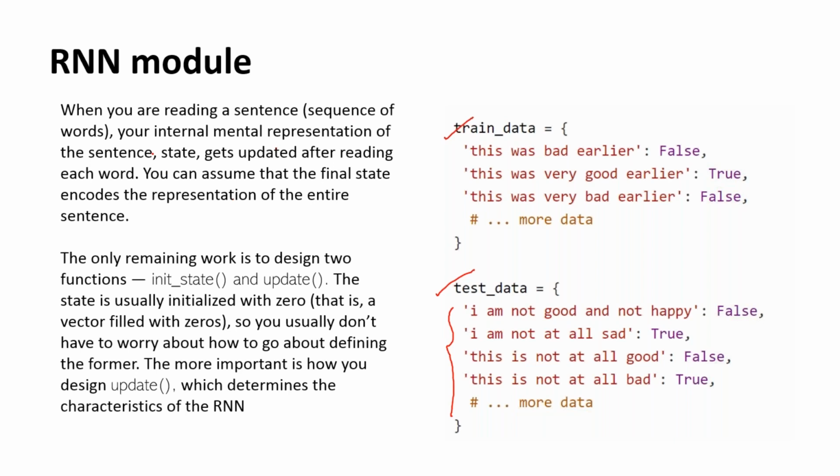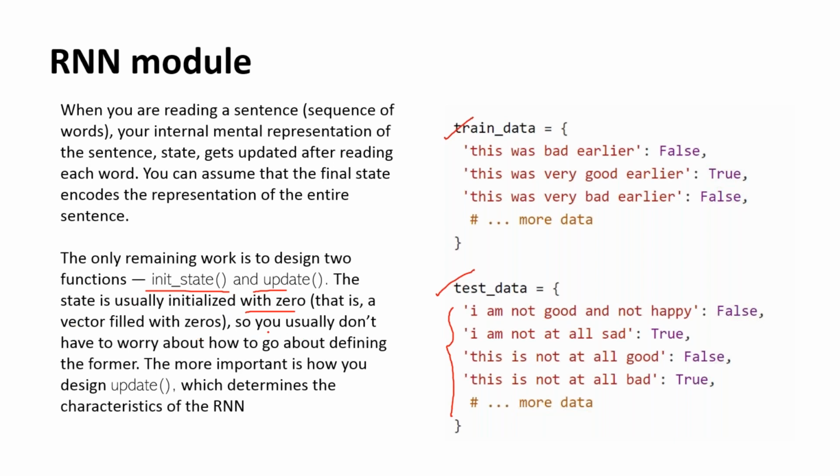So your internal mental representation of the sentence and state gets updated after reading each word. So you can assume that the final state encodes the representation of the entire sentence. So the only remaining work is to design two functions: one is init state and the other is update. The state is usually initialized with 0, that is a vector filled with zeros.